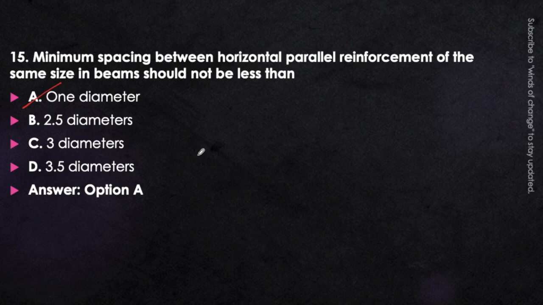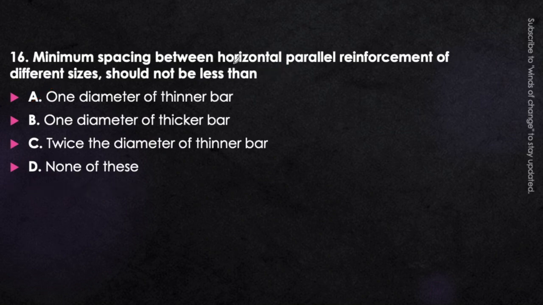Okay. Next question. Minimum spacing between the horizontal parallel reinforcement of different size should not be less than. In the previous question, it was of the same size and now it is of different size. Then it should not be less than 1 diameter of the thinner bar, 1 diameter of the thicker bar, or twice the diameter of the thinner bar, or none of these. Just think about it. It should not be less than 1 diameter of the thicker bar. That is option B will be the correct answer, which you can easily guess also.